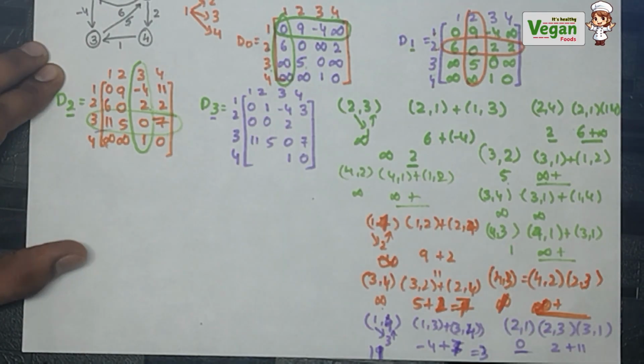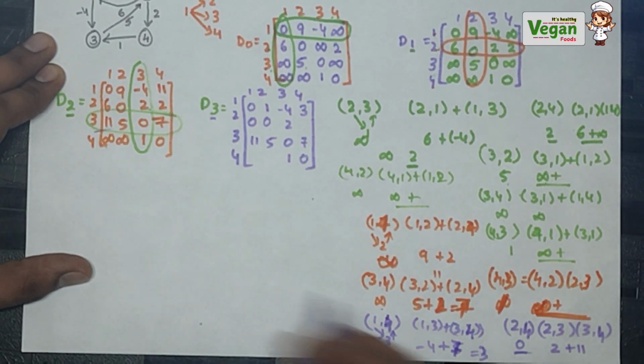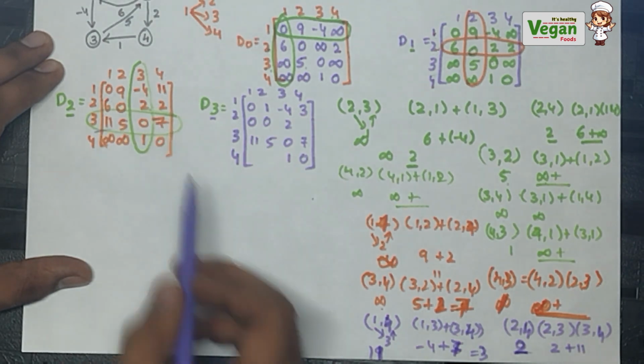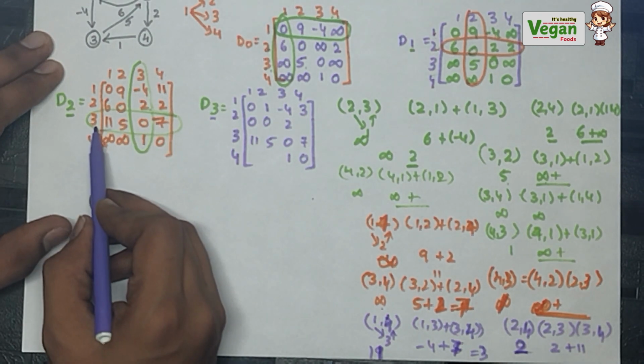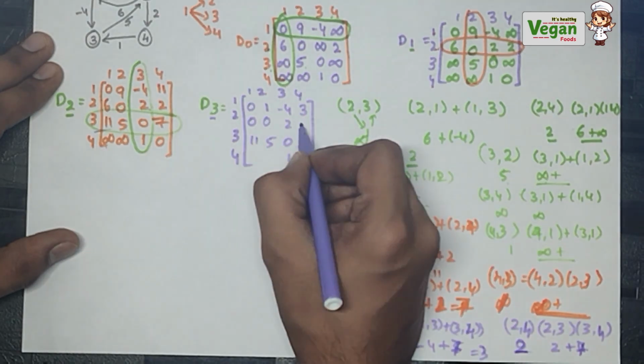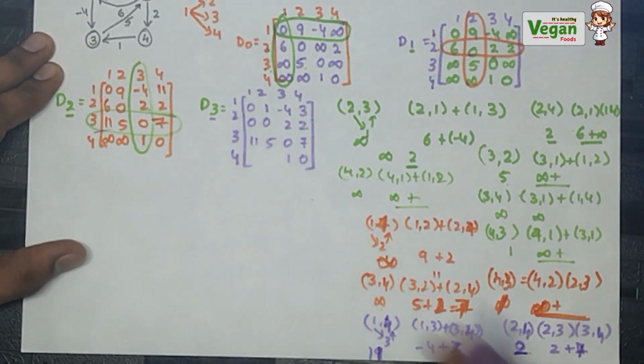Next 2 comma 4. To go from 2 comma 4, you will be going to 2 comma 3 plus 3 comma 4. 2 comma 4 value is 2. Next 2 comma 3 value is 2 plus 3 comma 4. 3 comma 4 value is 7. So 7 plus 2 is 9. Among 9 and 2, which is the smaller one? 2. So write 2.